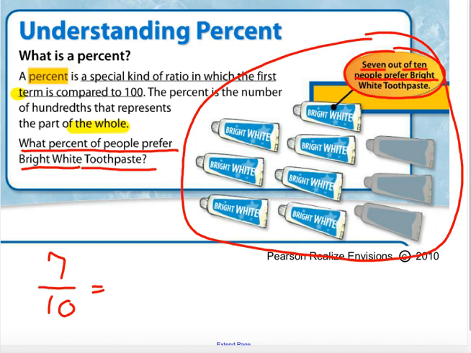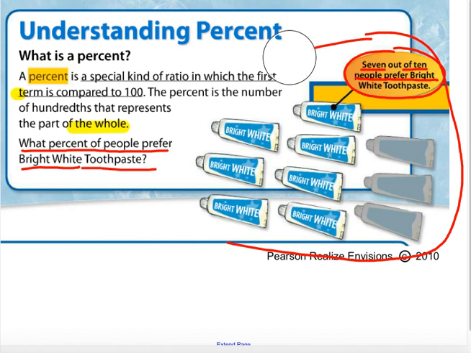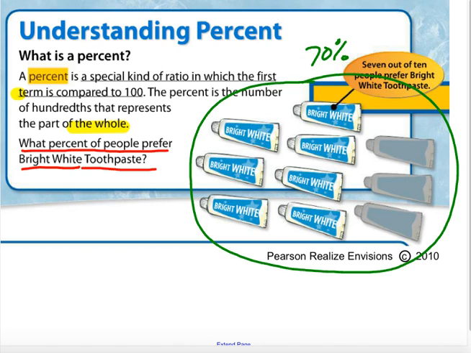What we want to do then is think of this based on 100. So you can see now where we want to go from 10 to 100, and of course we would multiply by 10, and then 7 times 10 would give us 70. So we would have 70 out of 100, okay? Or we would have 70%. So the book basically is trying to get us to understand that this situation represents 70% of the people like bright white toothpaste, okay?